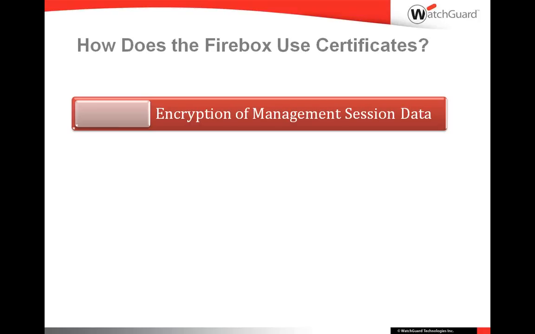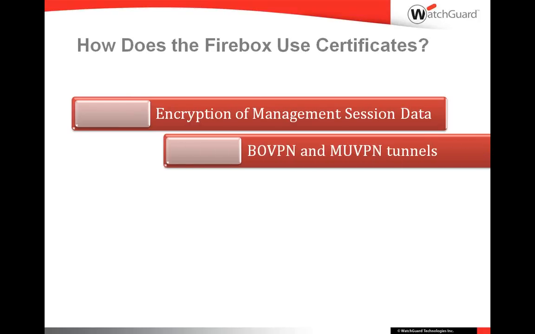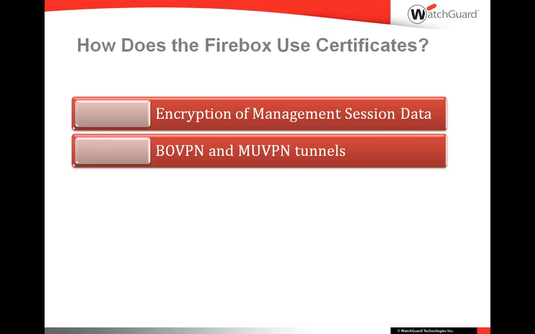So that's one way, encryption of the management session data. That can help you feel secure that when you're talking to the management server, trying to pull a config down from the Firebox, or setting up branch office VPNs, doing the drag and drop VPN, any kind of communications going between your device, the management server, and also the Fireboxes is all going to be encrypted. You can also use certificates for the phase 1 connection between branch office VPNs, and you can also use them for mobile user VPN connections.